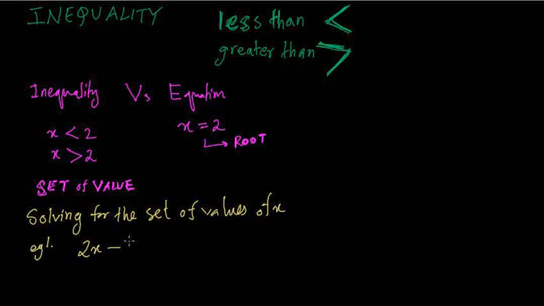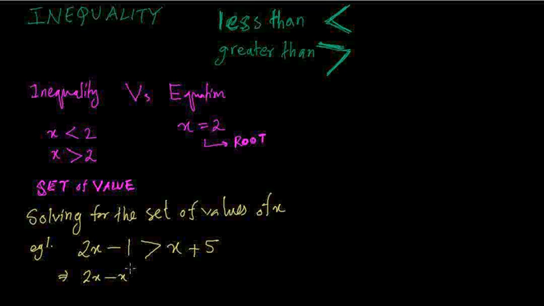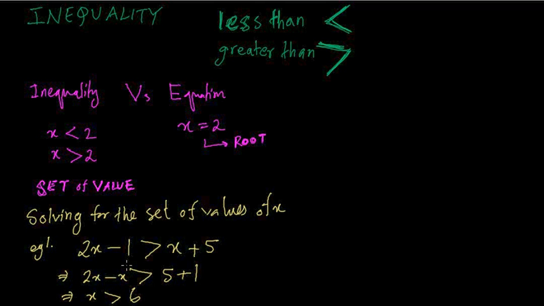Now let's use one example: 2x minus 1 greater than x plus 5. We solve this like any equation. We bring all the x on the left hand side. This is a linear inequality. So 2x minus x greater than 5 plus 1. If you bring that 1 to the other side, it becomes plus 1. So 2x minus x is x, greater than 5 plus 1 is 6. So x is greater than 6. This is exactly like solving an equation. All we do is do exactly as we do in solving an equation.